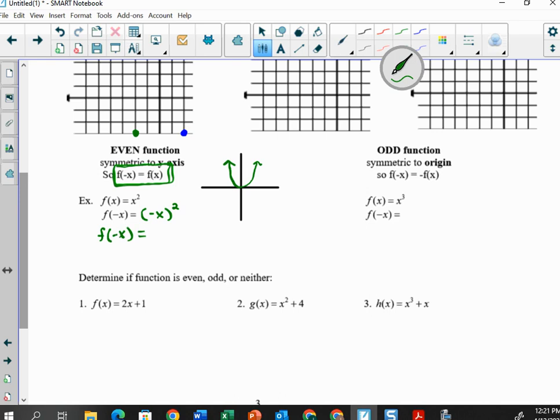What happens when I square a negative? So this is really positive x squared. Do you see how the original and what I ended up with are the exact same thing? Okay, that means this is an even function.